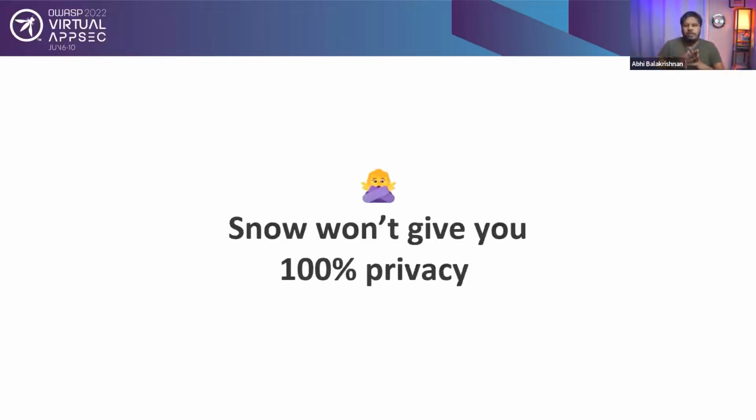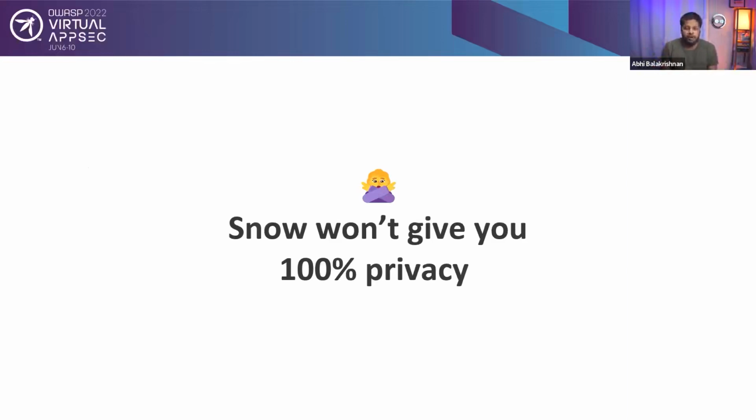I want to say that Snow won't give you 100% privacy. So even if you have Snow turned on, it is not 100%, right? If you are in a coffee shop and connected to a random Wi-Fi, which is controlled by an attacker, or a random insecure Wi-Fi, Snow can't protect you there. So Snow is just protecting what is on your screen.